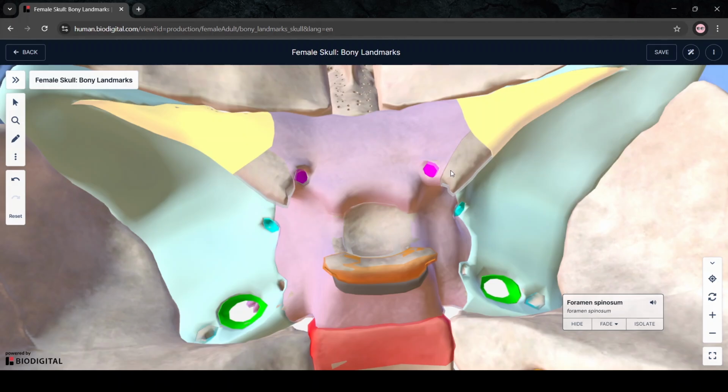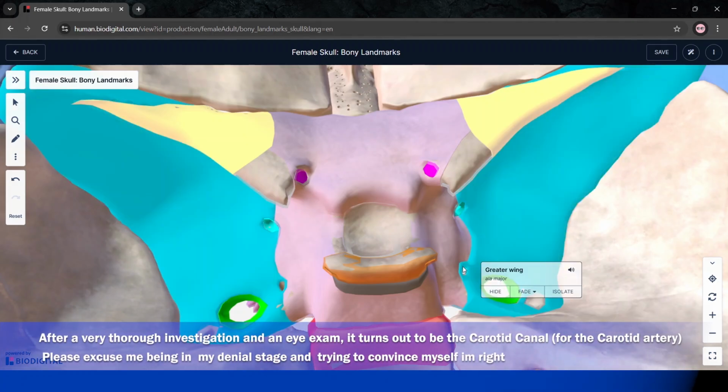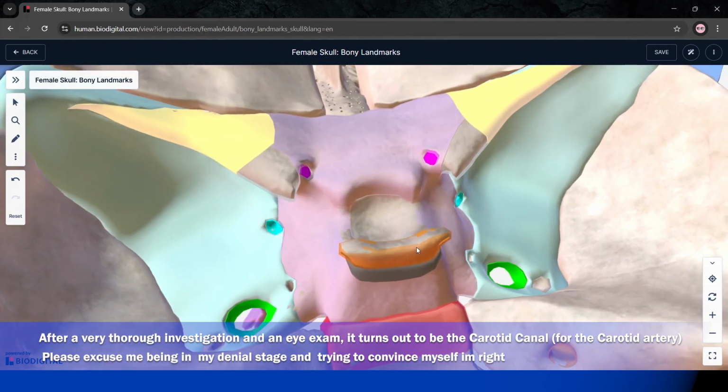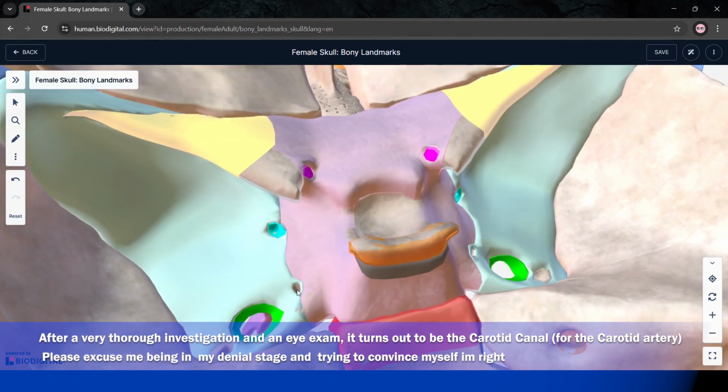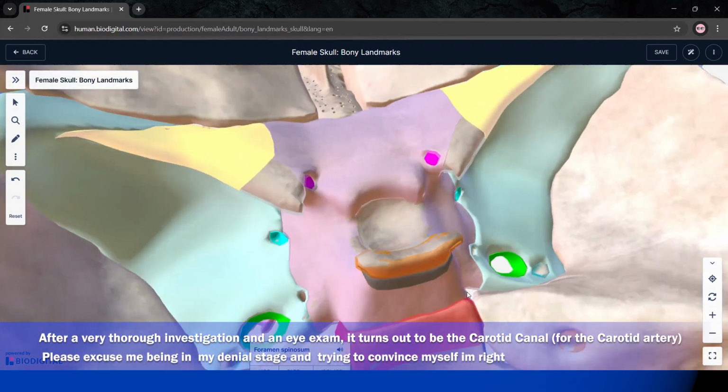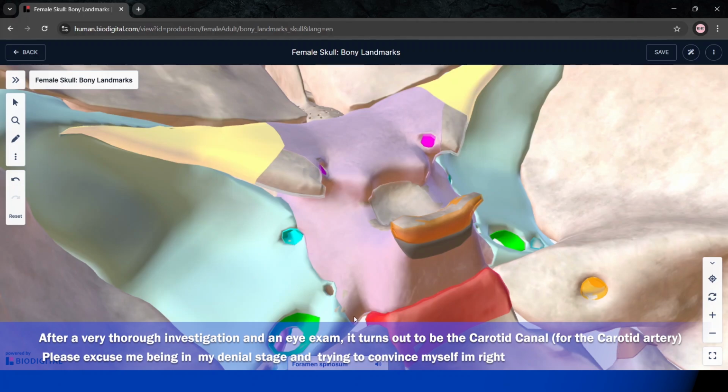I've checked sources and I cannot really figure out what this is. If any of you know, please let me know, because I have checked the book and the internet. I cannot figure out what this little hole is, because the order goes rotundum, ovale, spinosum. That is how it goes. That's what's present everywhere. What this is, I'm not sure. And this here is the lacerum.